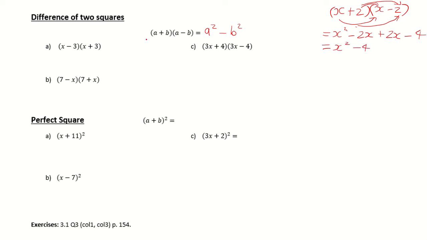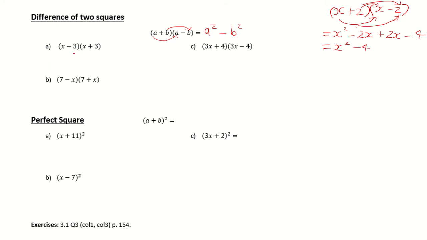So, if we have the difference of two squares, a plus b, multiplied by a take b, we're going to multiply the a's together. So we're going to get a squared. And then we're going to multiply the b's together. And we'll have negative b squared. Because the middle terms cancel out.